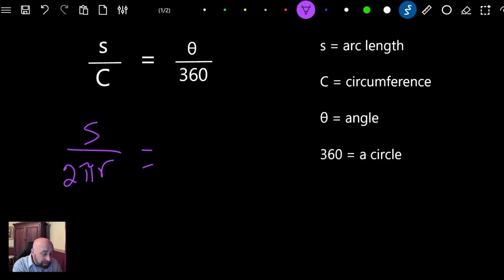Equals theta. That's our angle, so we're just going to keep that theta because that's just a variable. Over 360. Well, what is 360 in radians? Because we're going to transform that into radians, and that is 2 pi.